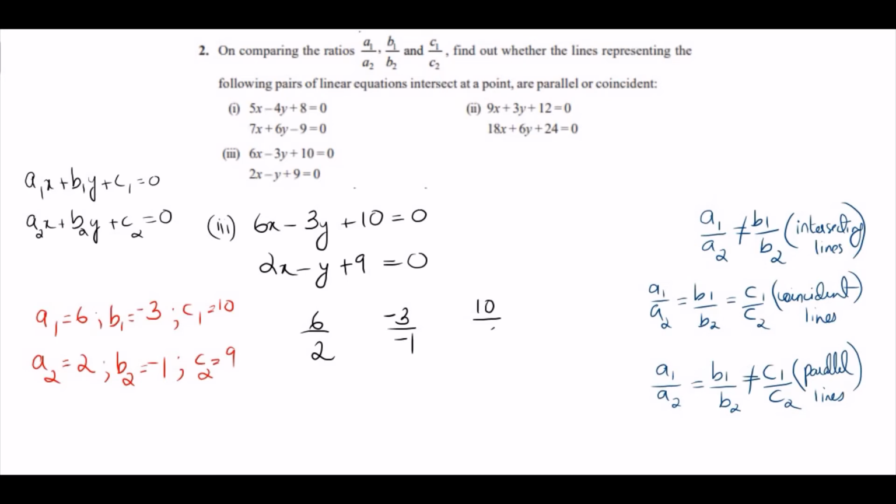So when you compare the ratios, you can see 6 by 2, minus 3 by minus 1, and 10 by 9. So when you cancel, this is 3. This negative and negative will become positive, so that is also 3. That is not equal to 10 by 9. That is, A1 by A2 equal to B1 by B2 not equal to C1 by C2. That means you will get parallel lines.